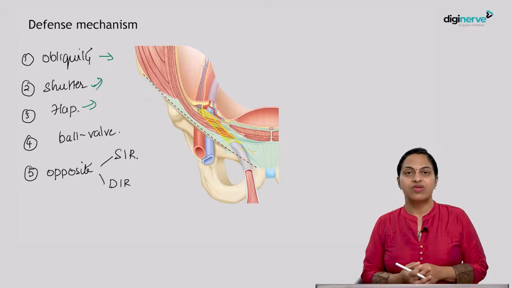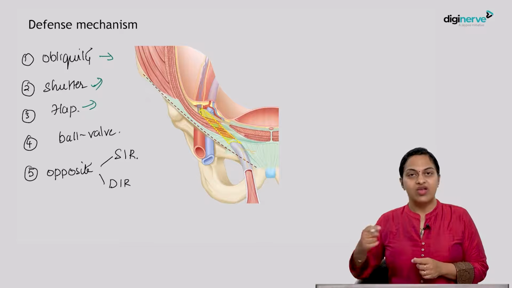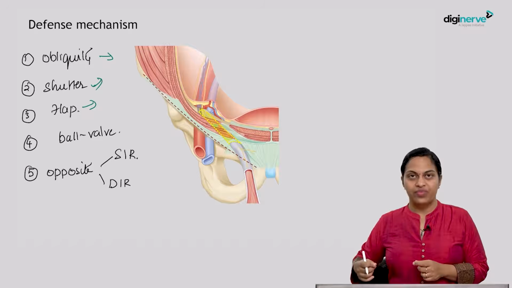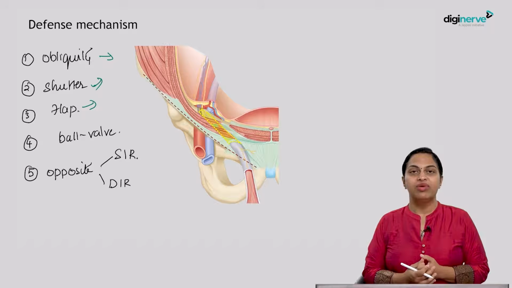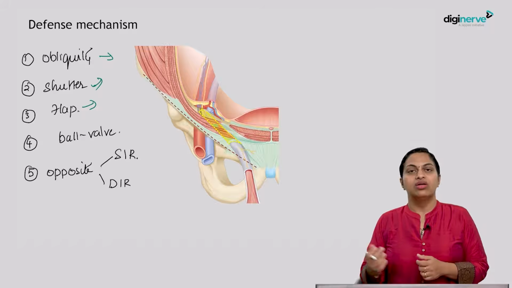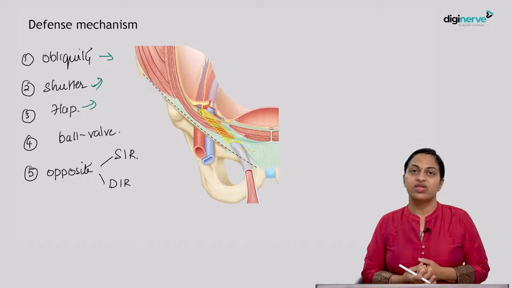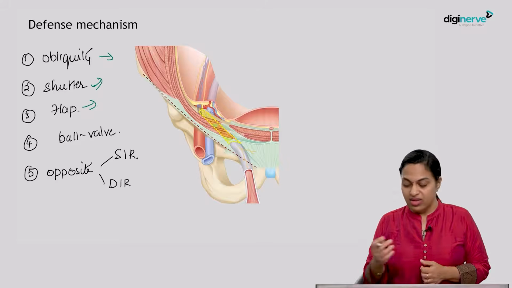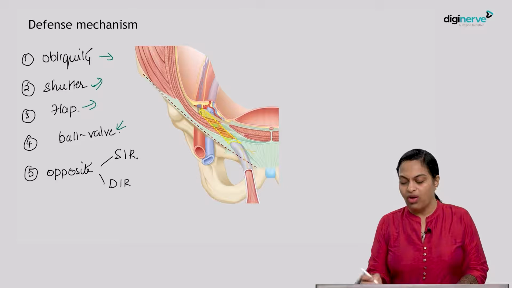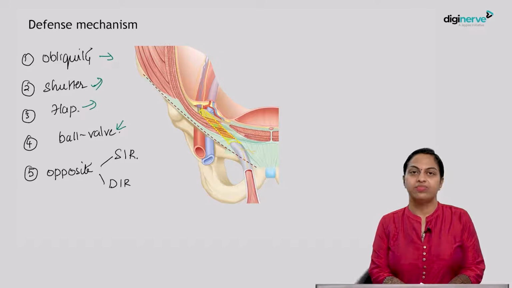So this cremaster muscle surrounds the spermatic cord. It is innervated by the genital branch of the genitofemoral nerve. The contraction of this cremaster muscle will pull the testis to occlude the superficial inguinal ring. This is called the ball valve mechanism.